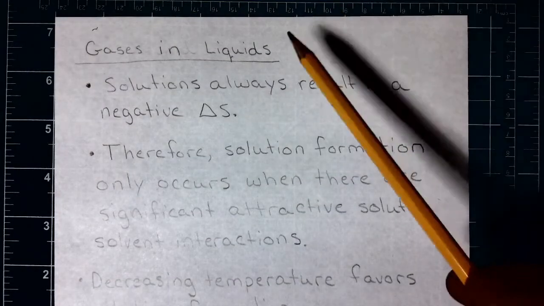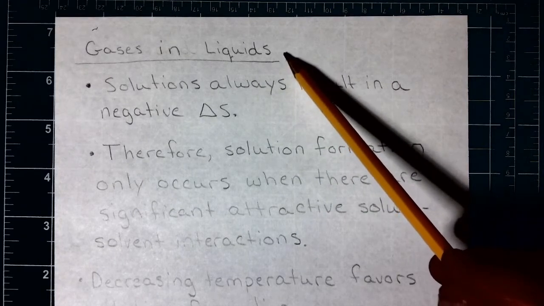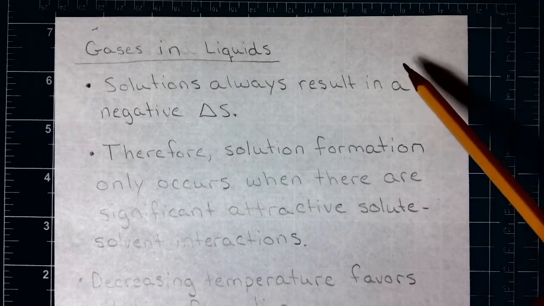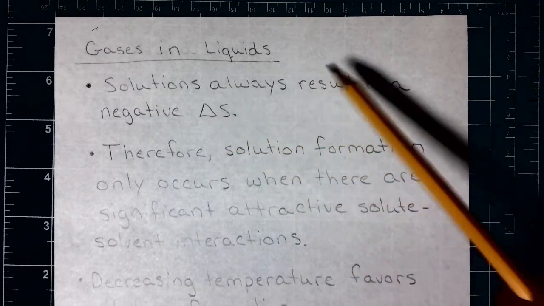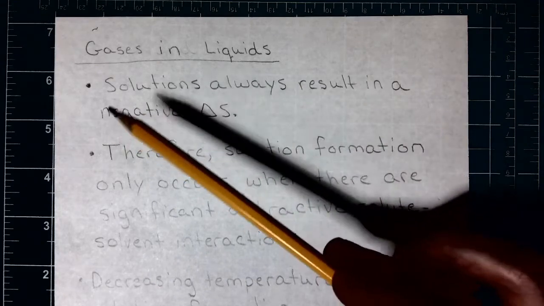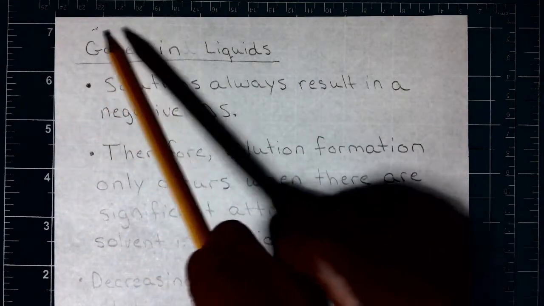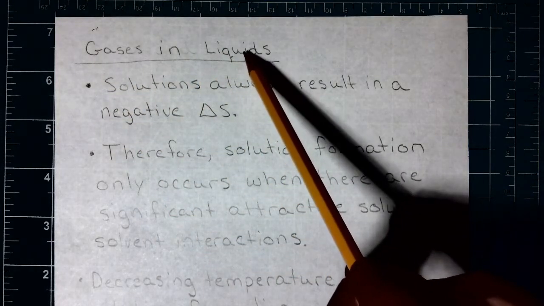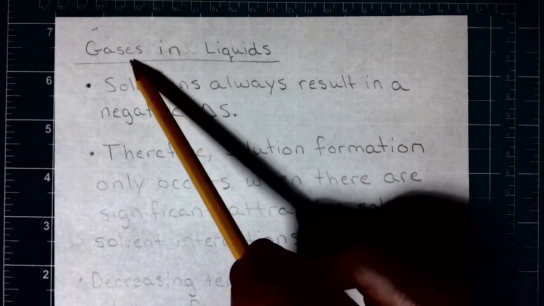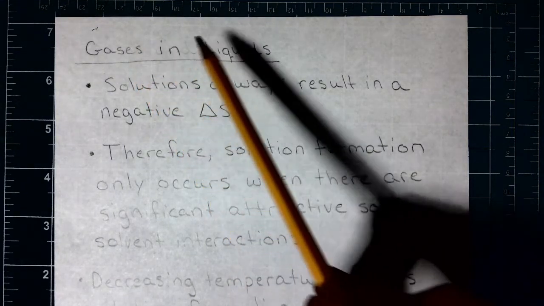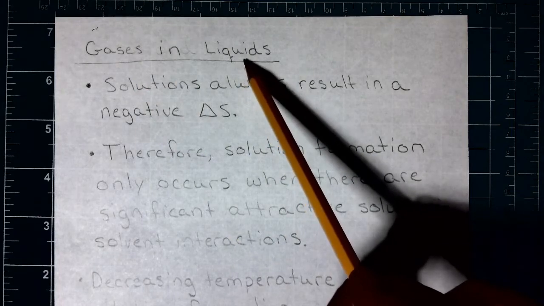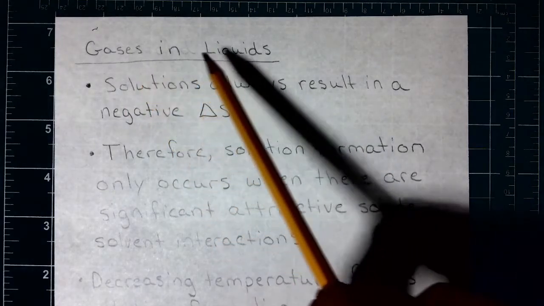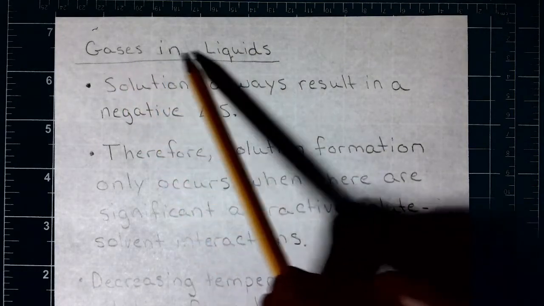Now let's look at the case where we have gases and liquids. This is in many ways the opposite of the solids and liquids case. In this case, solutions always result in a negative delta S because gases are very unordered systems. And when you put it in the liquid, you now confine it to a finite amount of volume, right? Gases can spread out as much as they want, but you're ordering it when you dissolve it into a liquid. This is kind of difficult for people to picture sometimes, a gas being in a liquid, but really this is happening all the time.